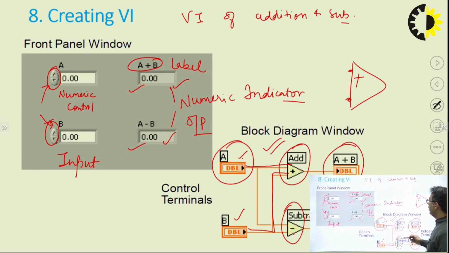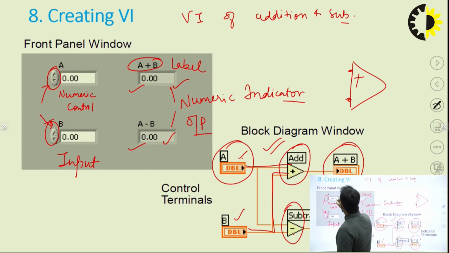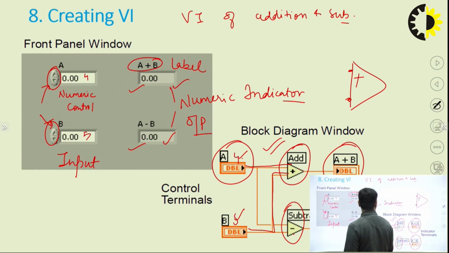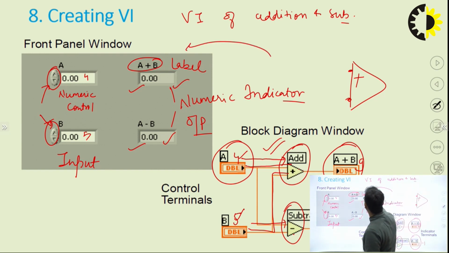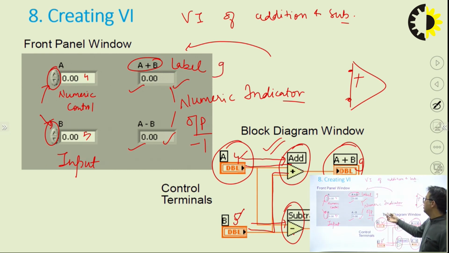Now when the user enters some values, say 4 and 5, these are passed from the front window, and this data passes through the wire to this block. Here it generates the result 9, and this generates the result -1. This information is passed back to the front panel, and the user just checks the result like this.